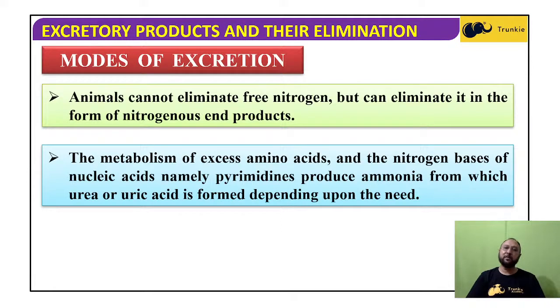So metabolism of excess amino acids and nitrogenous bases of nucleic acids, namely pyrimidines, produces ammonia, from which urea or uric acid is formed depending upon the need. I have already explained metabolism. We have already studied what metabolism is in earlier classes. So metabolism of excess amino acids and the nitrogenous bases of nucleic acids produces ammonia, from which urea or uric acid is formed depending upon the need.